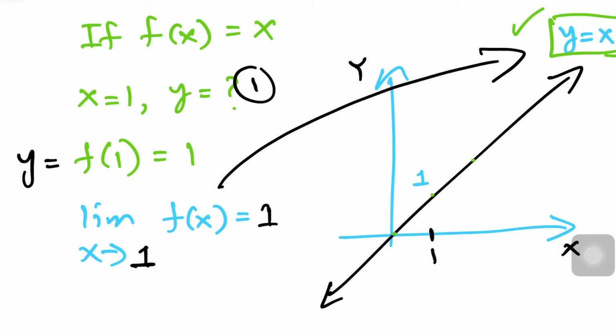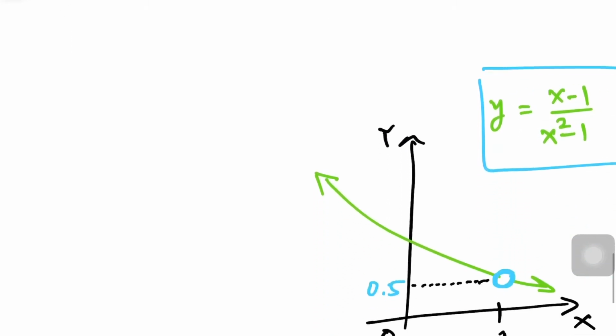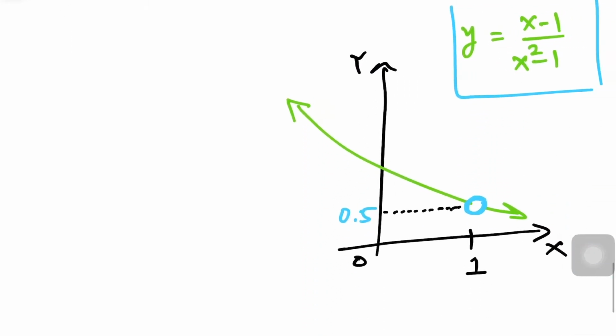So what does that mean? So it means as x approaches 1, my y value is approaching 1. Okay, so that's what it means. As x value is approaching 1, the height or the y value is approaching 1. Okay. All right, so this is the easiest example that I can give you. Let's work on a different example. Okay.